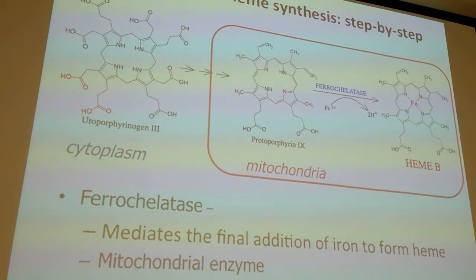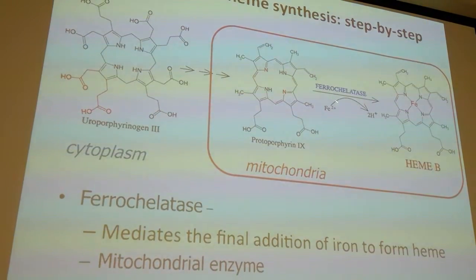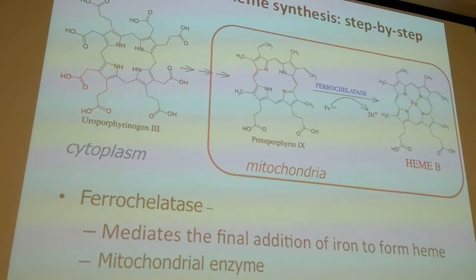So we already have our porphyrin ring. And then this moves back into the mitochondria, and we have the final enzyme in heme synthesis, ferrochelatase, which adds the iron to the center of our porphyrin ring, okay, giving us finally our final heme. And this enzyme also can be inhibited by lead.